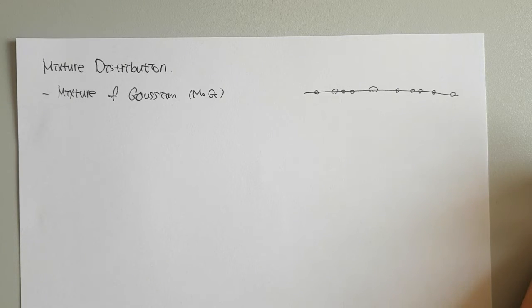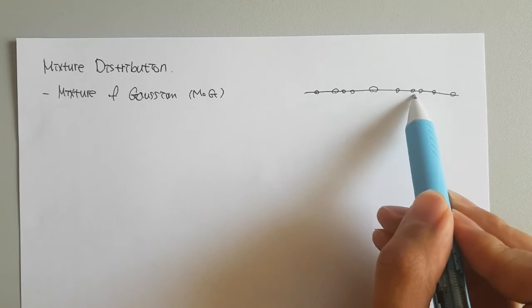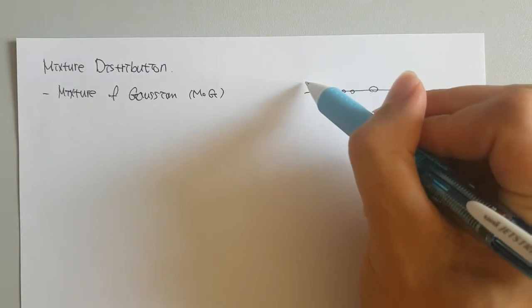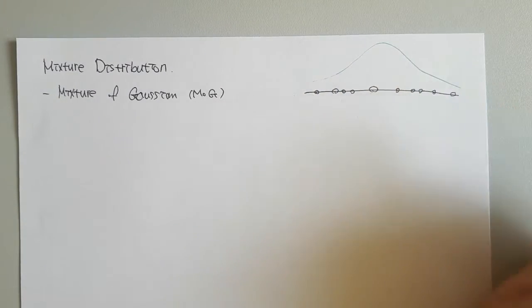Now I'm going to explain mixture distribution, especially mixture of Gaussian, MOG. It explains a distribution that can be represented as the summation or combination of several Gaussians. For example, in this 1D case, if data is distributed in this manner, we can't say any single Gaussian distribution can represent this, because it is not suitable.